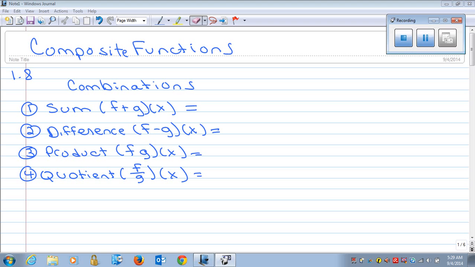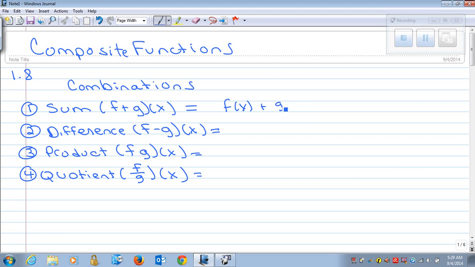So if you see the notation f plus g of x, that would be the same as f of x plus g of x. If you see the difference, f minus g of x, it'd be like the function f of x minus the function g of x. Now be careful about negatives or subtraction because you'll have to distribute a negative.